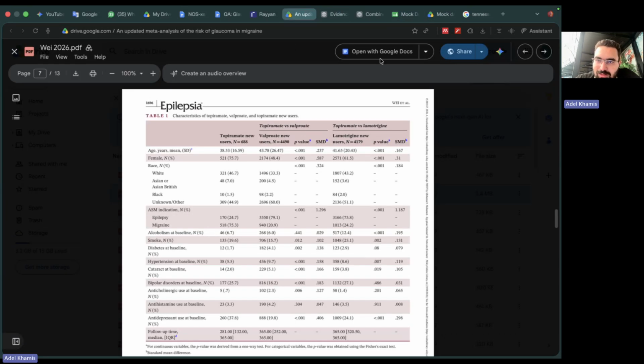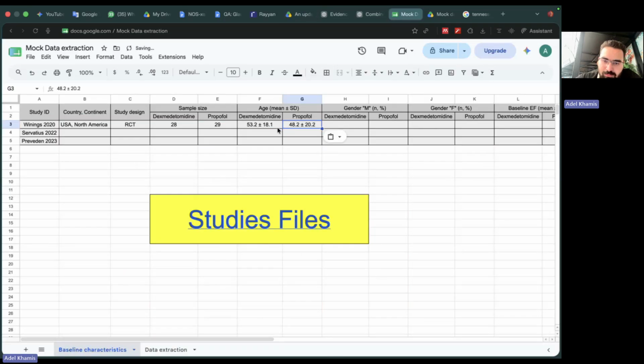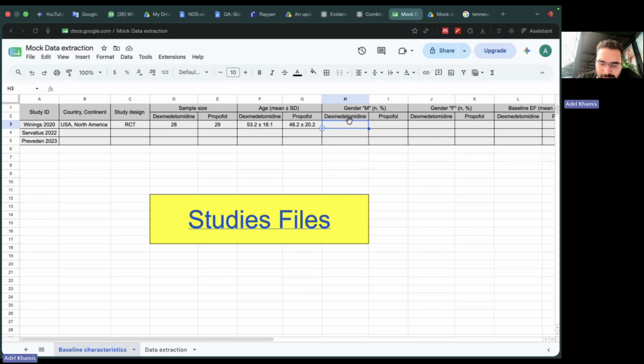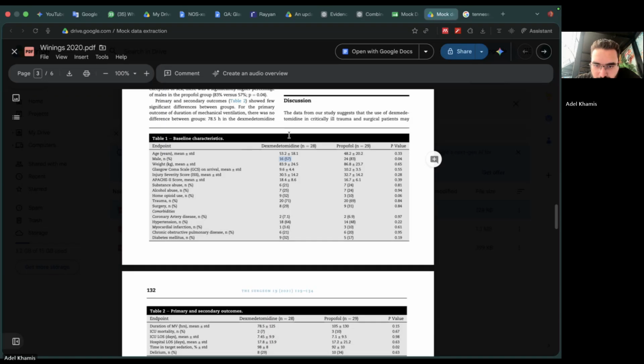So it is easy. It's literally no brainer at all. So for example, the gender here, the number of males, and yeah. So we will take it as it is. The males, we will take the other one as it is.